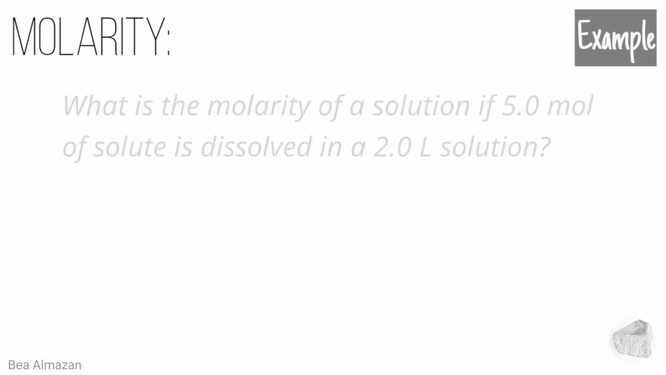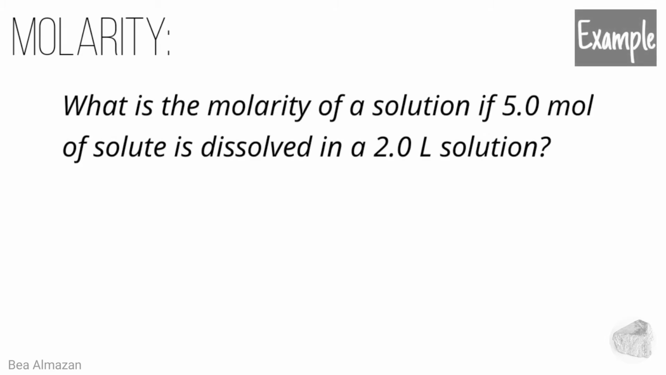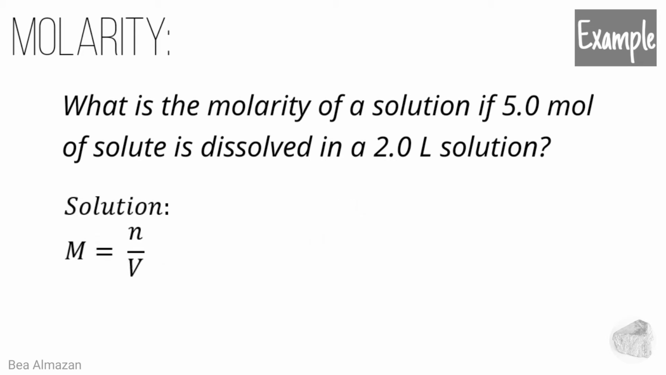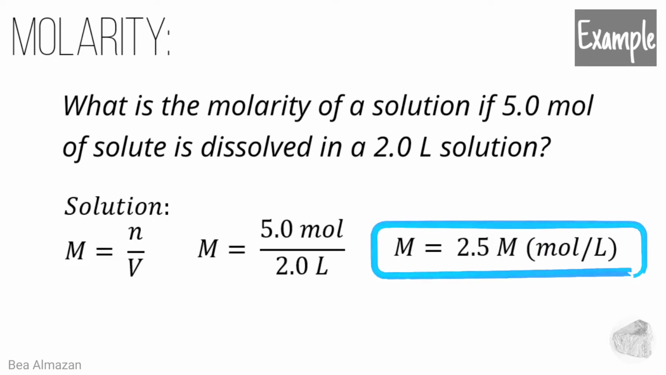Let's look into this example. What is the molarity of a solution if 5.0 moles of solute is dissolved in a 2.0 liter solution? Our givens are n equals 5.0 moles and V equals 2.0 liters. What we need to find is the molarity. By using our formula M equals n over V, we substitute 5.0 moles all over 2.0 liters. Now we arrive at 2.5 M of the solution.